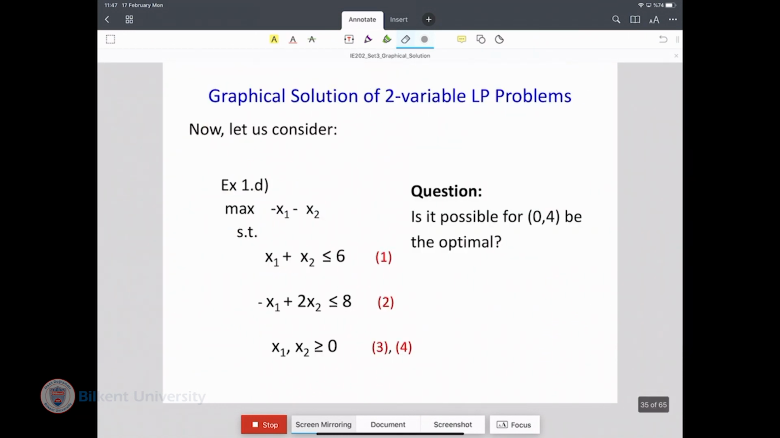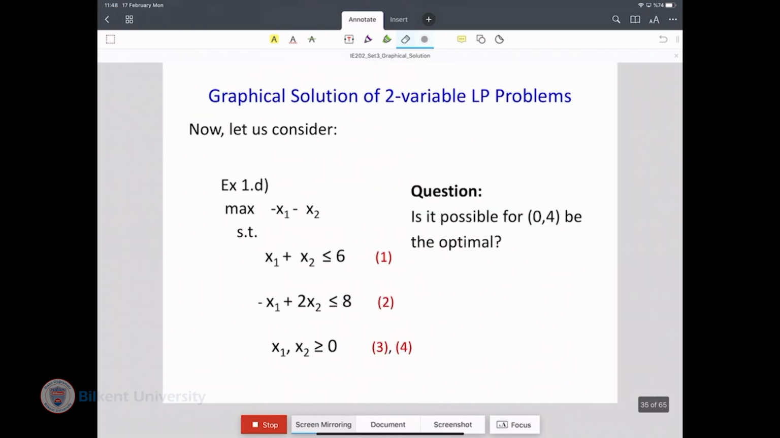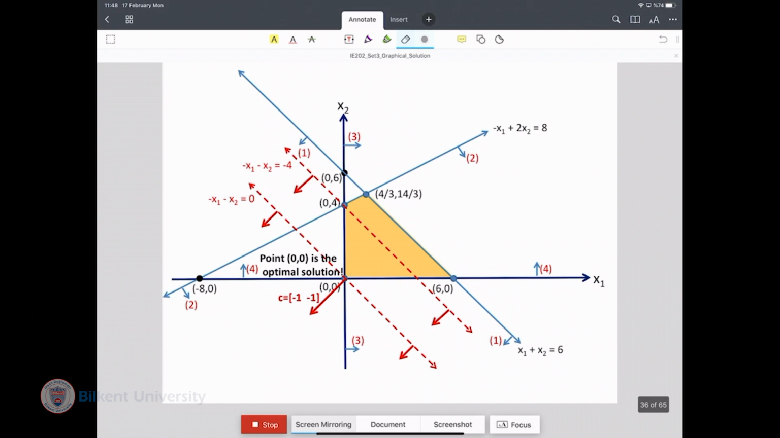Now, well, I changed the C again, minus x1 minus x2. In the same region, minus x1 minus x2. Optimum solution is (0, 0).